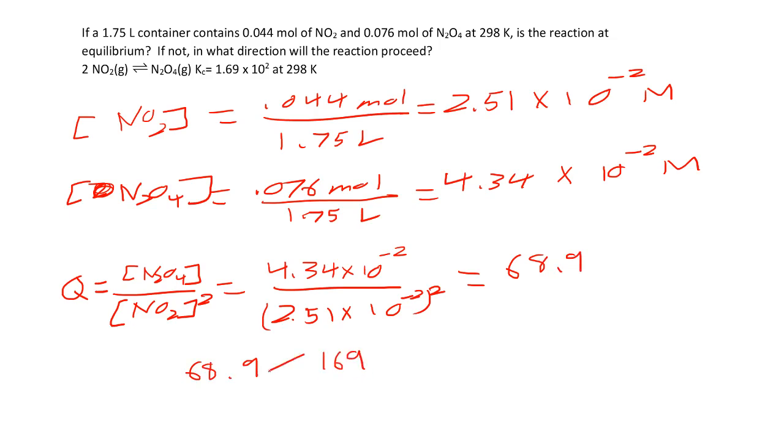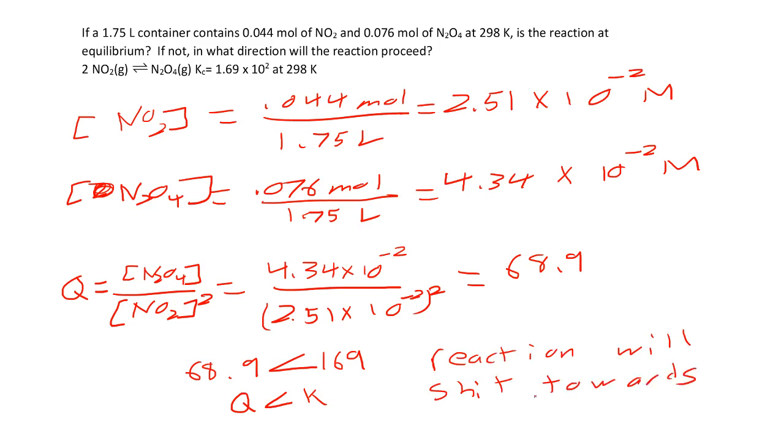And that means that this is going to be less than this. So Q is less than K. And if Q is less than K, the reaction will shift towards products. Remember, the products are in the numerator. So as the numerator gets bigger, your number is going to get larger.